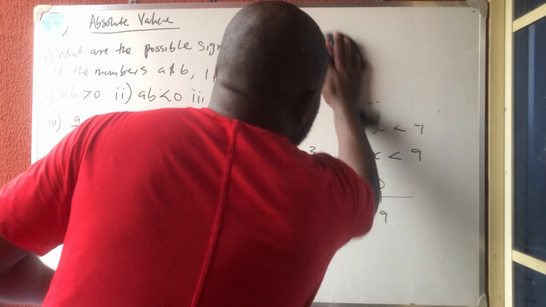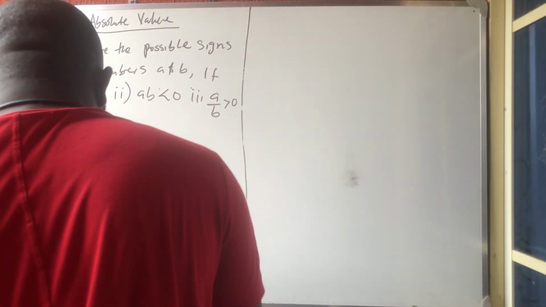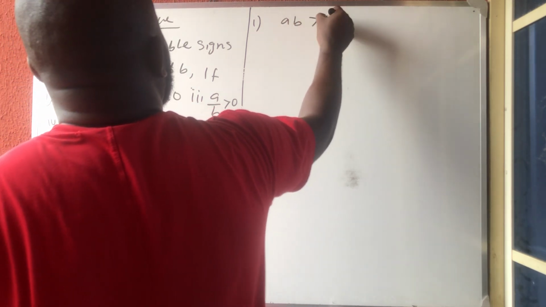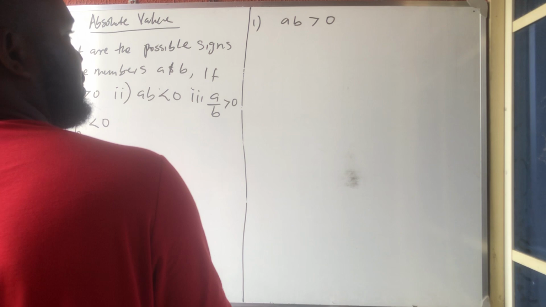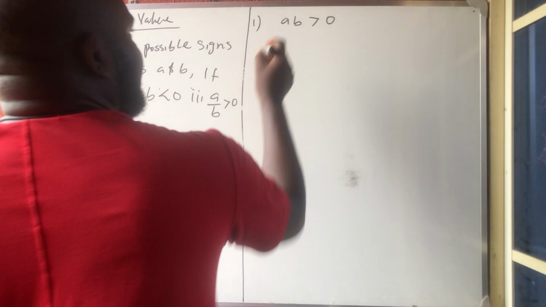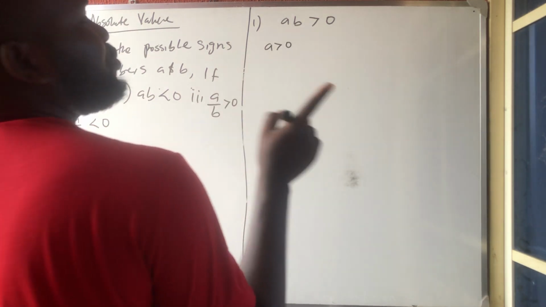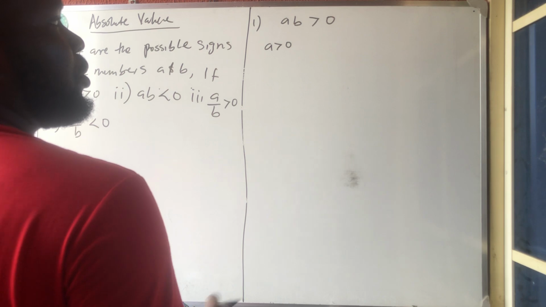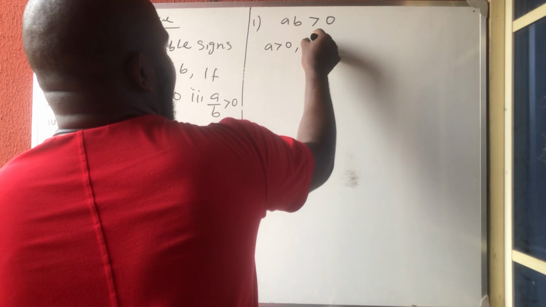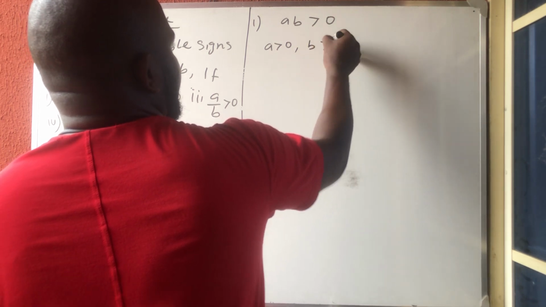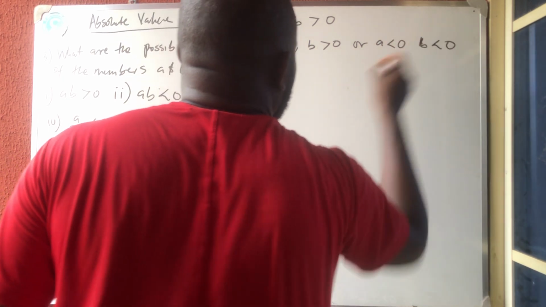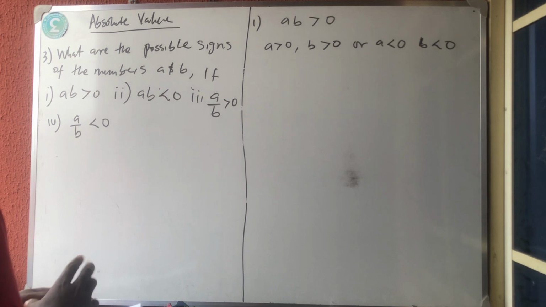So let's answer that question. The first one said that what? ab is greater than 0. Now, greater than 0 means it is positive. So for the product of two things to be positive, the sign must be the same. So a is positive and b is positive, or a is negative and b is negative. Yes, that is the only thing that will make their sign the same.